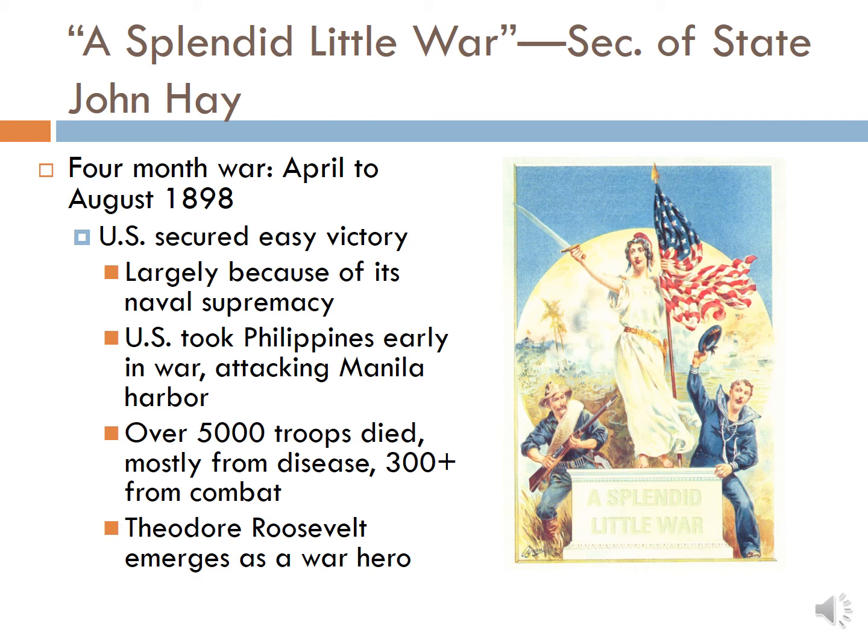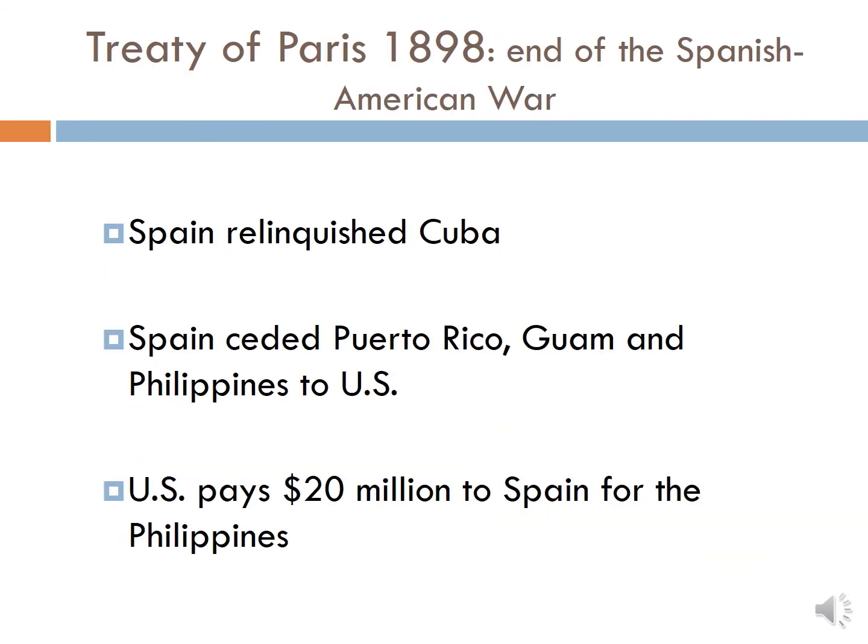So the Spanish-American War, the splendid little 4-month war in 1898, is important for this primary reason: the outcome of the war. The outcome of the war is extremely significant for the United States. The outcome of the war is the Treaty of Paris of 1898. Now, what does the Treaty of Paris say?